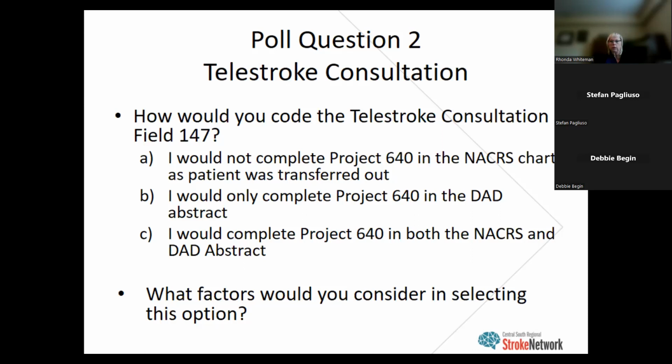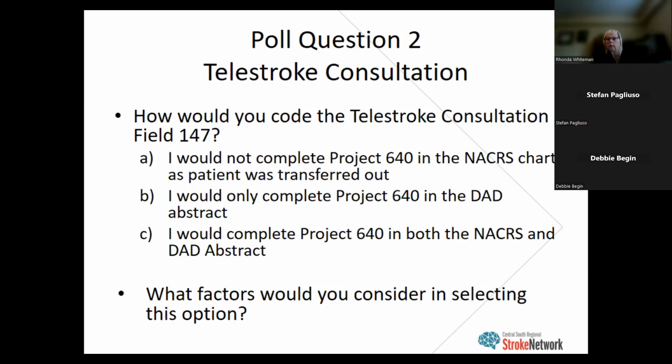I'll give it just a couple more minutes. We're still seeing people respond. At 1:40, I'll end the poll. Okay, I'll share the results.